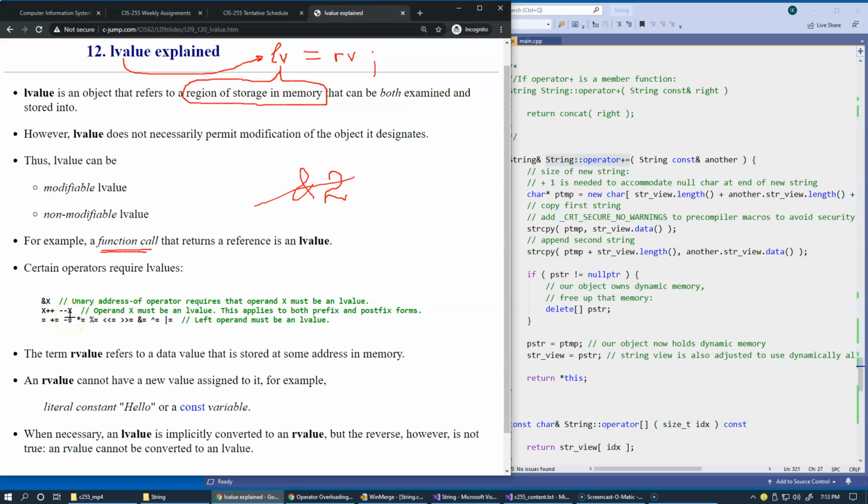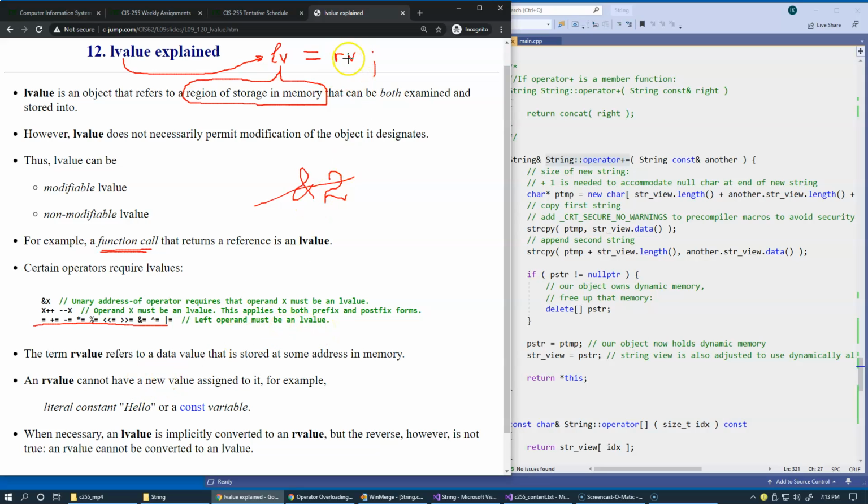Increments and decrements, of course, take something and update it with prefix or postfix forms, and that also requires an lvalue. So it's not just assignment. There are other situations deriving from here where the restriction by the compiler is that something has to be an lvalue. All of the assignments, the plain assignment and all arithmetic assignments, have to be lvalues.